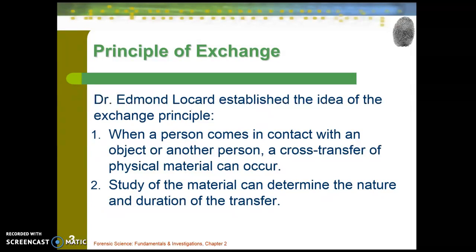Those things can happen. And then the second part of this principle is that the study of material can determine the nature and the duration of the transfer. So depending on what they can gather from that evidence, they can determine how that interaction happened, how long the exchange was, and some further details with that.